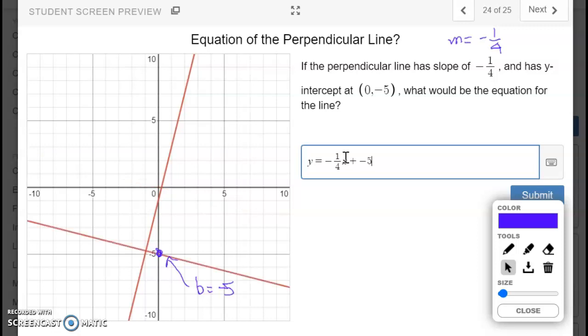-5 to it. When I do that, it shifts us down, and it certainly is going through my y-intercept, which is what I wanted. So I have it correct. Visually the two lines certainly look like they're intersecting at 90 degrees, as well as going through (0, -5).